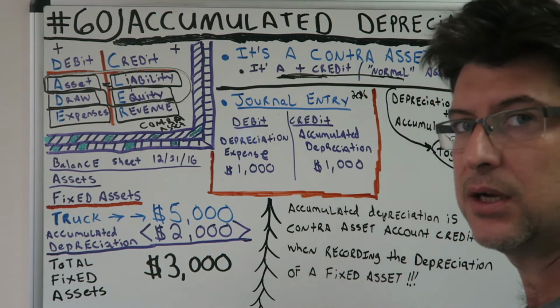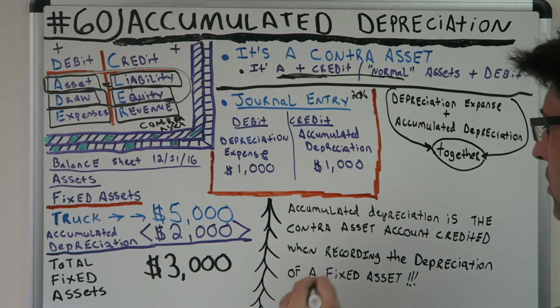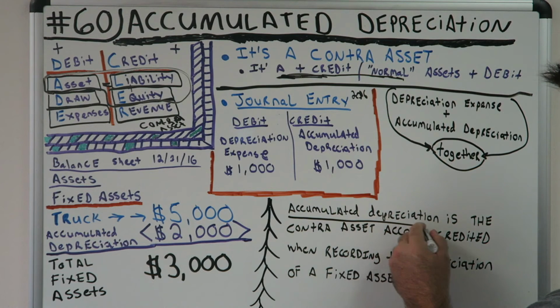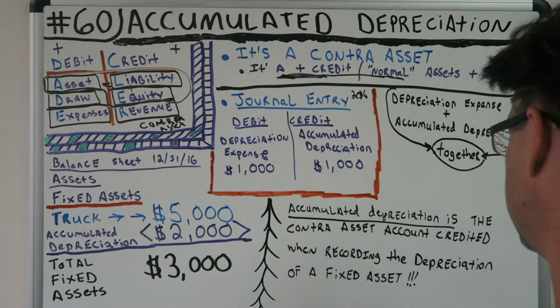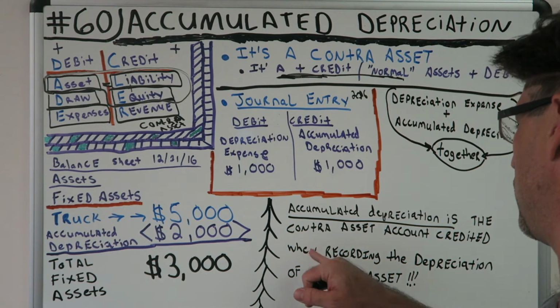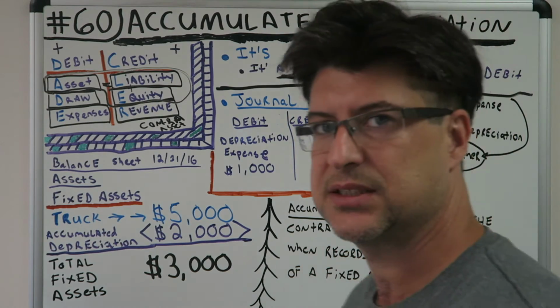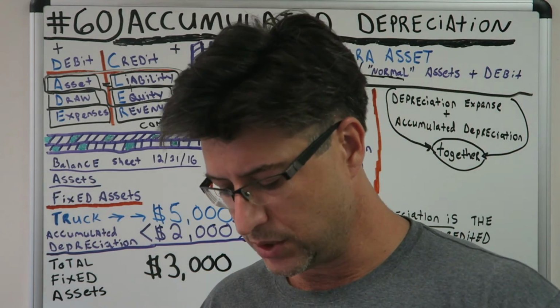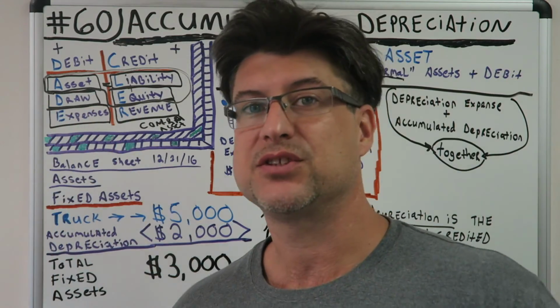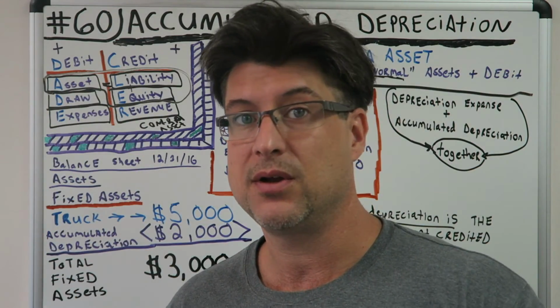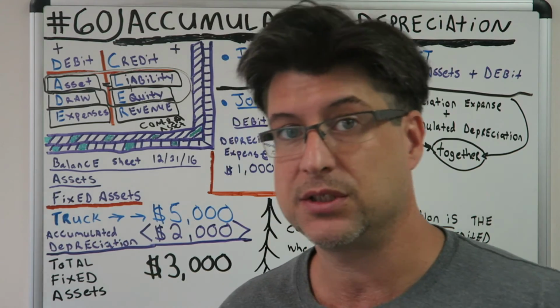Now this was the definition in the book. Accumulated depreciation is the contra asset account credited when recording the depreciation of a fixed asset. That's the definition from the book. I was trying to make this a short one. It went really long again. It's all about accumulated depreciation.